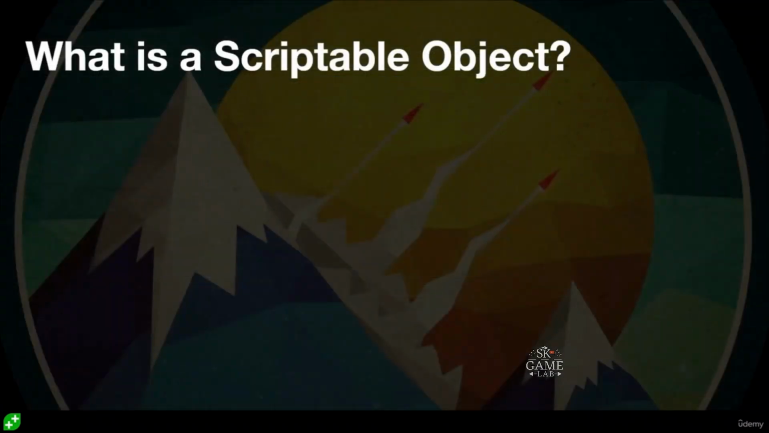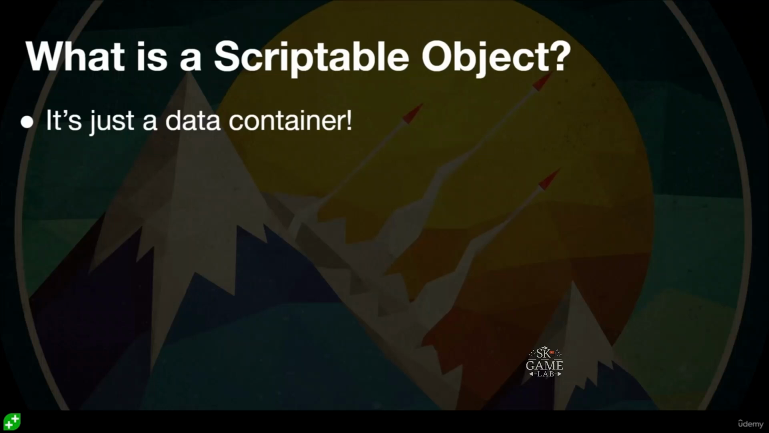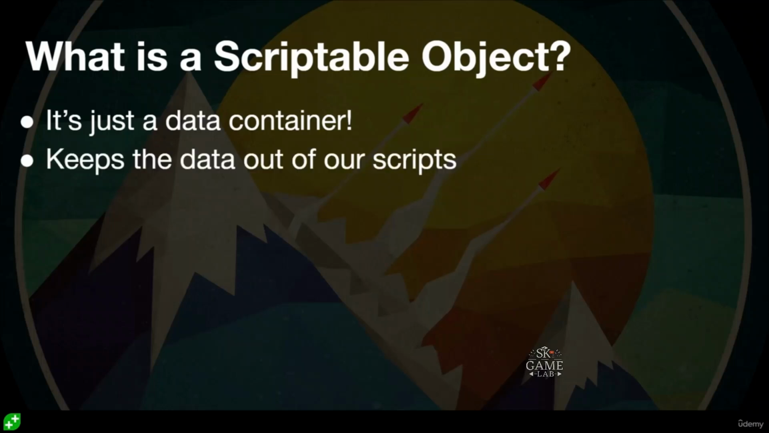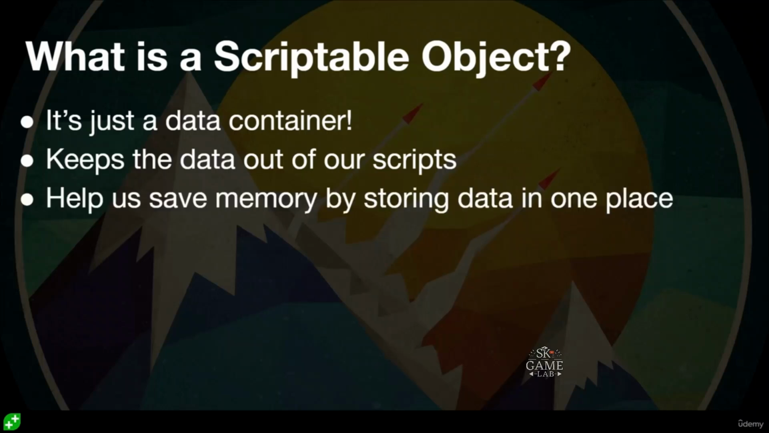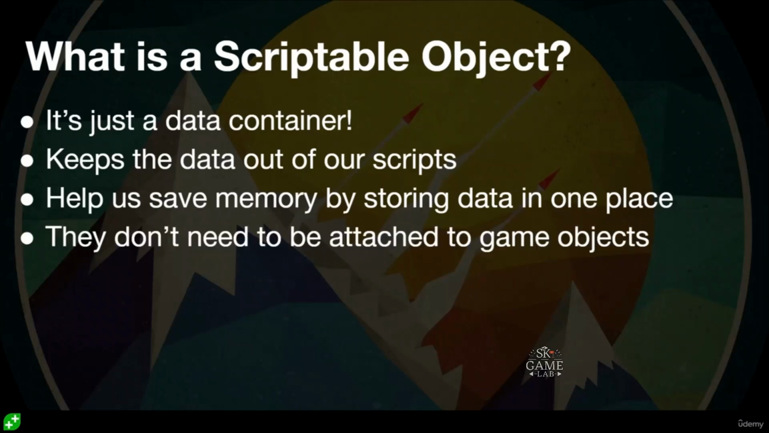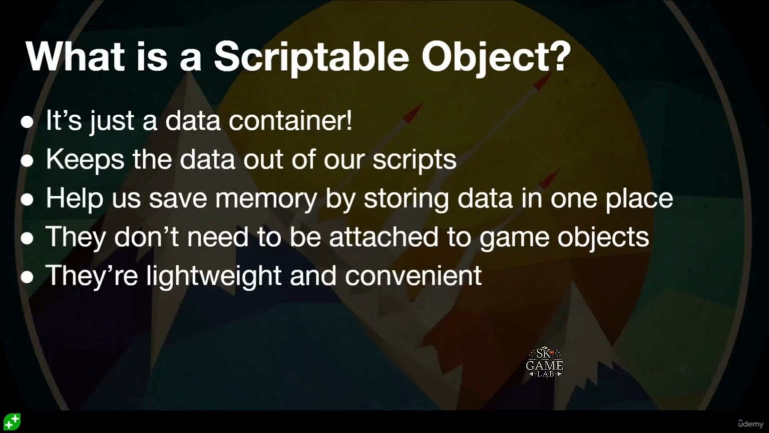So what is a scriptable object? Well, it's really just a data container, so a way of storing data for our game. And they're useful because they keep this data out of our scripts. And this helps us to save memory by storing all of that data in a single place that our scripts can reference. They also don't need to be attached to game objects like normal mono-behavior scripts. And this makes them very lightweight and convenient to use.